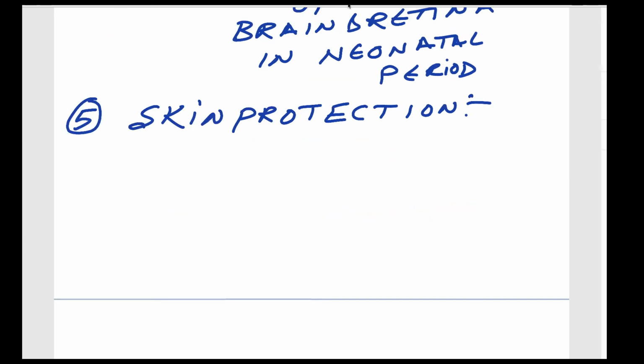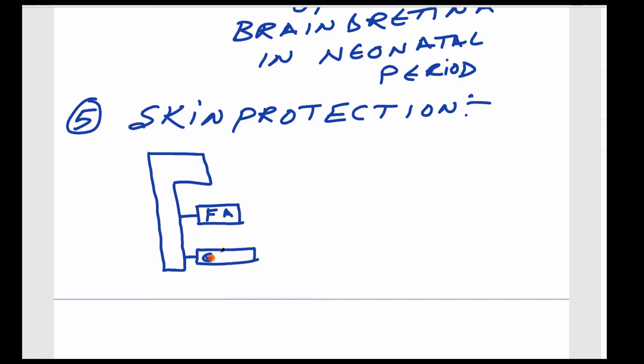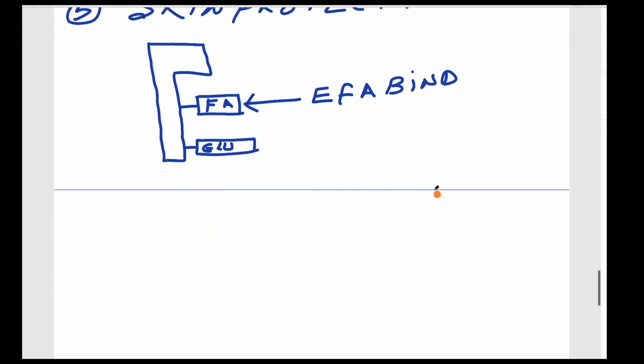Skin protection is important. I will explain by mentioning a glycolipid: a sphingol alcohol, a fatty acid of course, and a glucose or galactose. The glycolipid contains the essential fatty acid. They bind to this essential fatty acid, and by binding, the skin is impermeable to water.